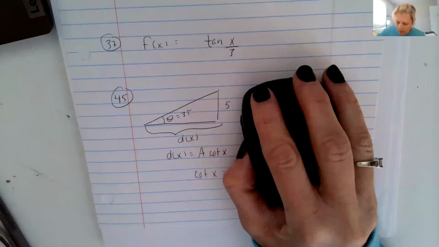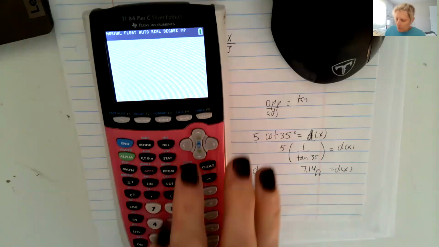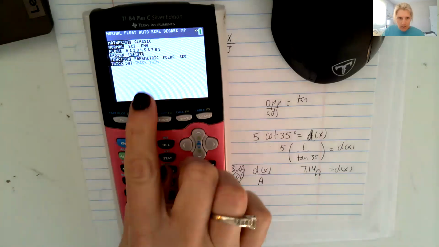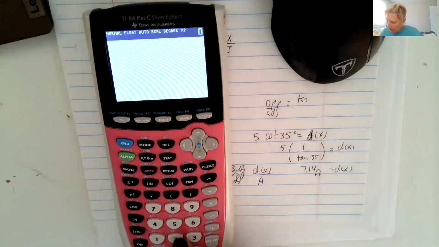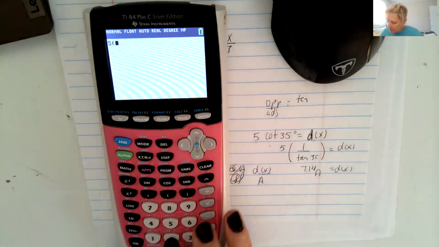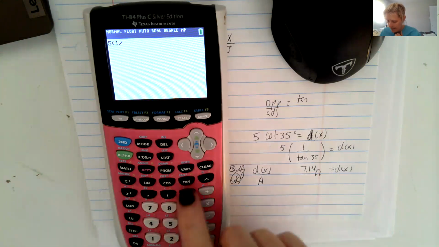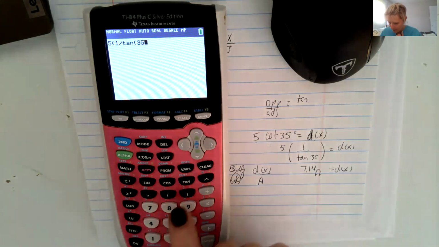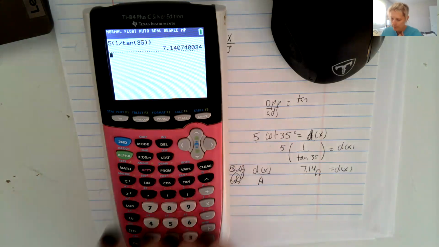So I'm going to show everybody how to do that again. So my mode is in degrees, so I can use degrees. I'm going to do 5 times, so 5 times the parentheses, 1 divided by, because I'm using the reciprocal of tangent of a 35 degree angle, and it's about 7.14 feet.